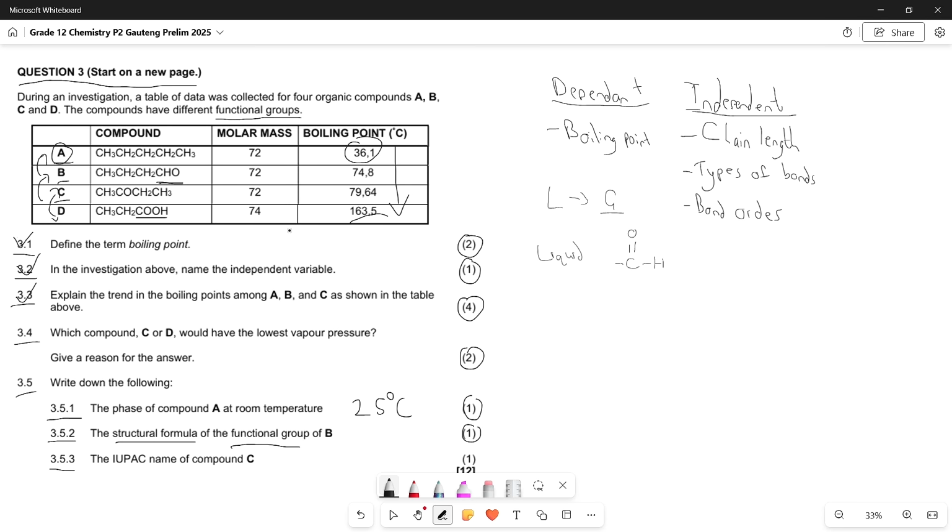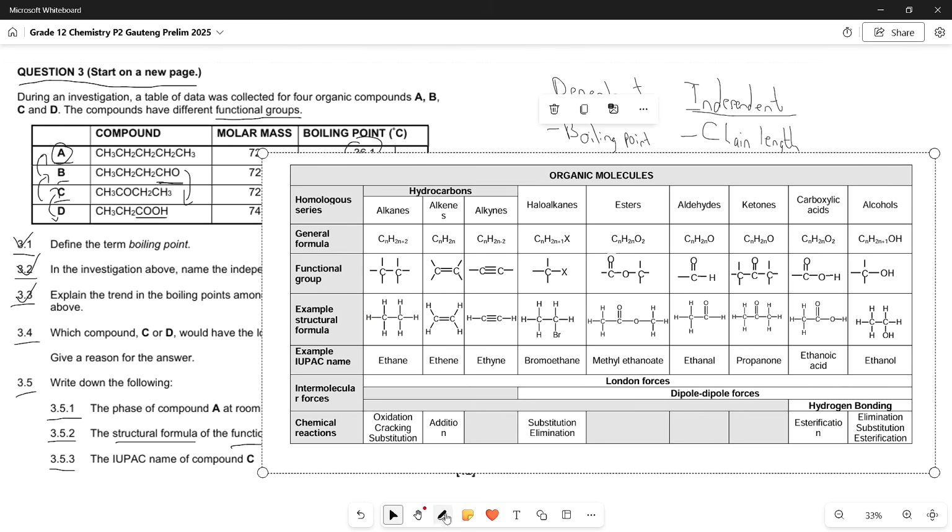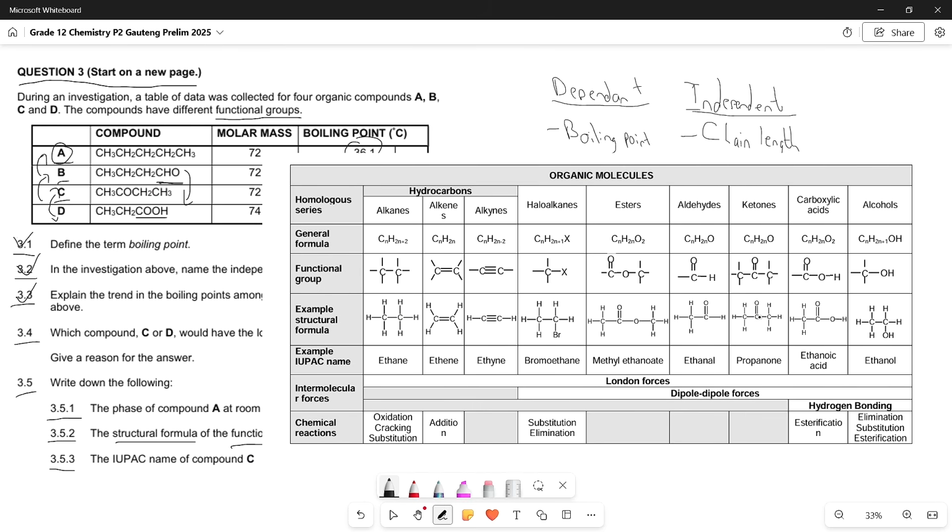So the IUPAC name of compound C over here. I'm going to draw it for us quickly, a ketone, because a ketone is very similar to an aldehyde. As we can see over here, the ketone is a C double bond O in the middle, and then an aldehyde is a C double bond O on the end. So there's availability for an H over there to attach to that C as well.